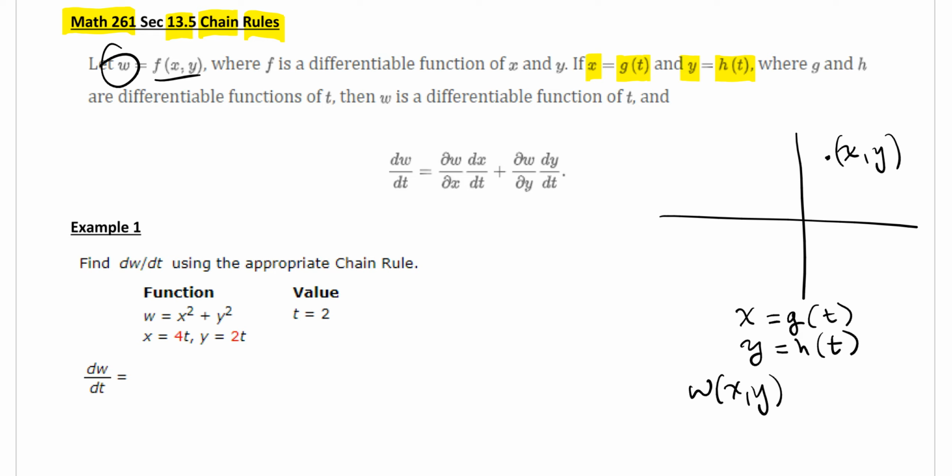That could be like the temperature of this particle. It's moving from this position, moving around, and its temperature is changing as it does due to heat sources or something. So this is an example of where this type of situation comes up. W of x comma y might be the temperature at position x comma y, and then the position x comma y in turn depends on time. And then to find the derivative of w, dw dt, this is the chain rule that we would use.